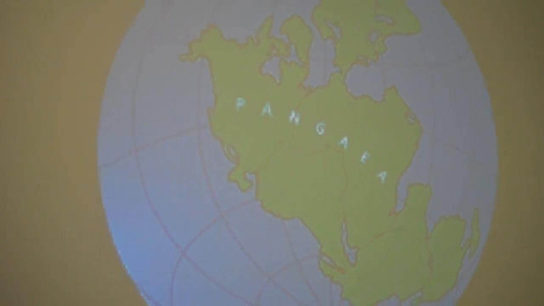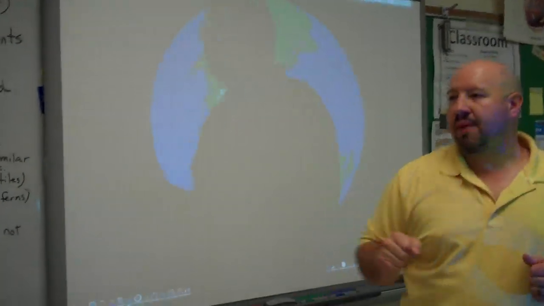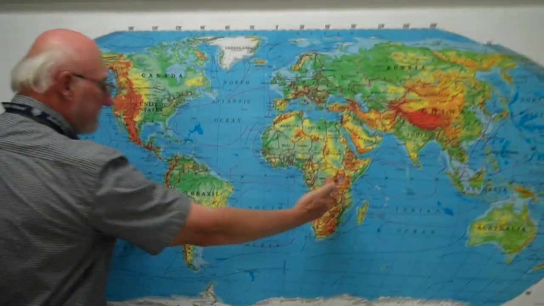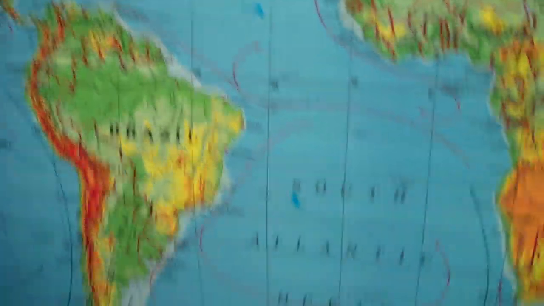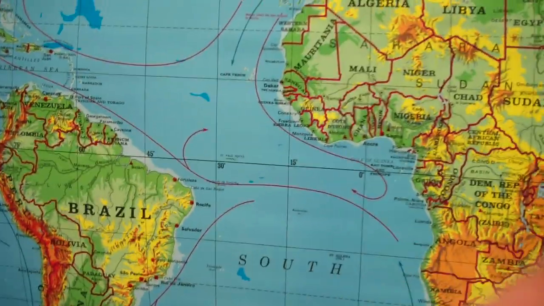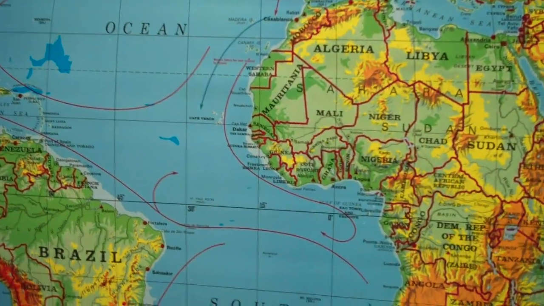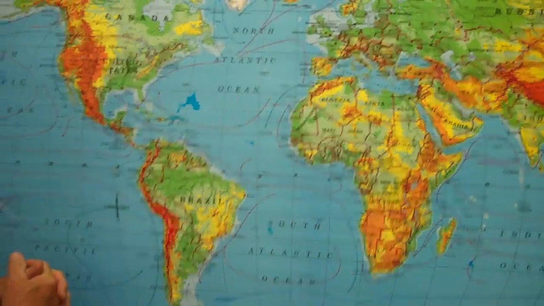Obviously the first one being that everything appeared to look like a jigsaw. As you can see at the map that Mr. Reynolds has in front of him, it appears that some of these continents fit into place. And that was the driving force of Wegener's theory, that they fit together. And there has to be a reason for that.